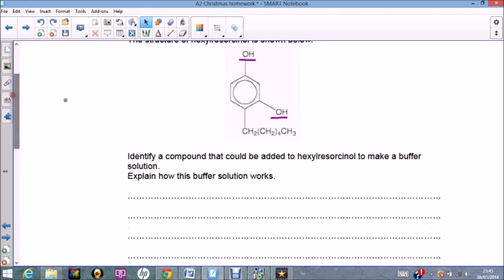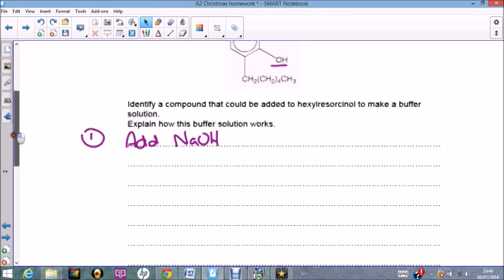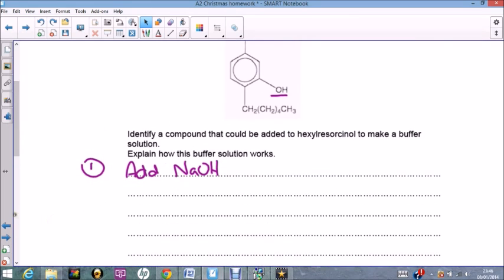So we're going to start off by looking at how we'd make a buffer out of this. You should know that a buffer is made by partially neutralising an acid. We've just said that the 2 hydrogens here and here are acidic, so the thing that we would add to this to partially neutralise it would be a base. So we could add sodium hydroxide, and we'd get 1 mark for saying that. Now, if you are looking at the mark scheme, you'll see that the mark scheme says there is 1 mark for writing an equation that looks like this.